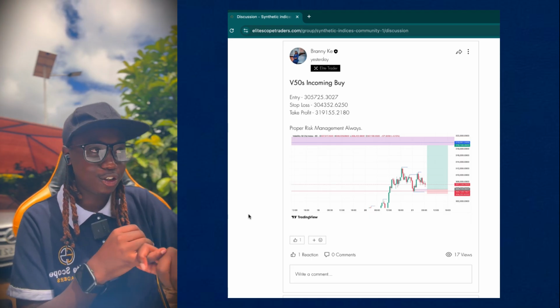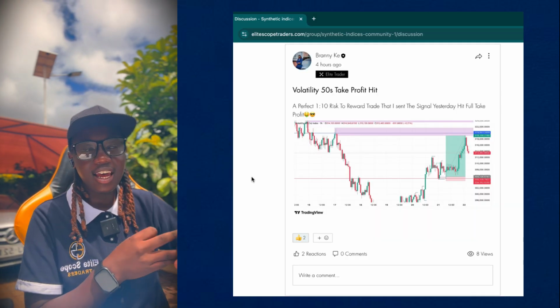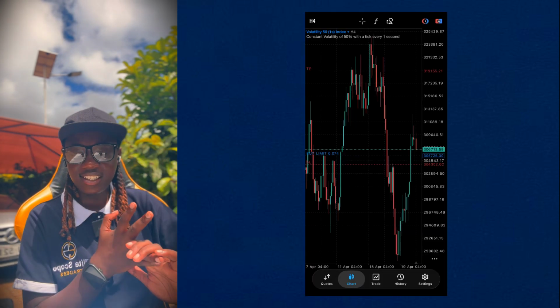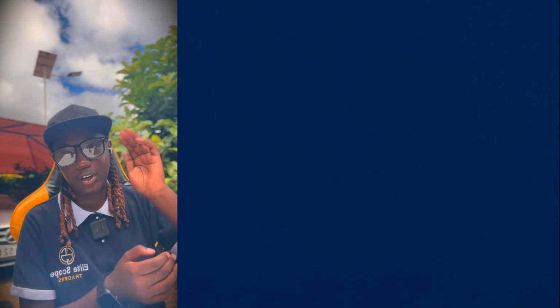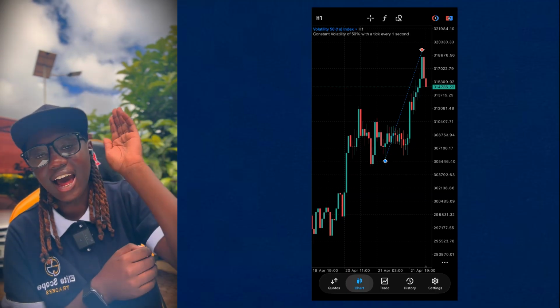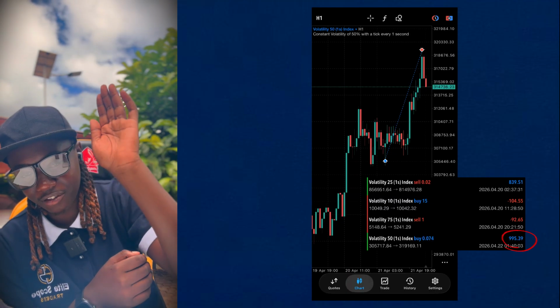So I'll attach all the screenshots here. I sent the signal to my community. After sending the signal, we hit take profit, and you can see the entry. After the entry, you can see how the market was going, and after how the market was going, you can see how the market closed and my take profit too.